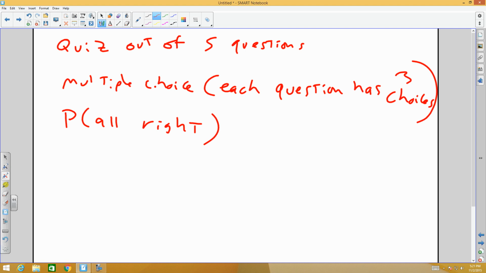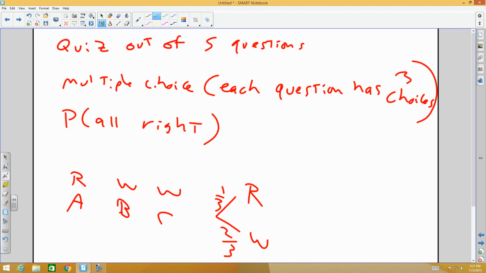You have 3 choices, just like A, B, C, and you don't know the answer. Maybe some of them are right, some of them are wrong. Only one is right, right? And you're choosing randomly. What is the chance that you will choose the right answer? 1 over 3. And the wrong will be 2 over 3. So the chance you get all of them right, that will be 5 times, so the answer will be 1 over 3 power 5.